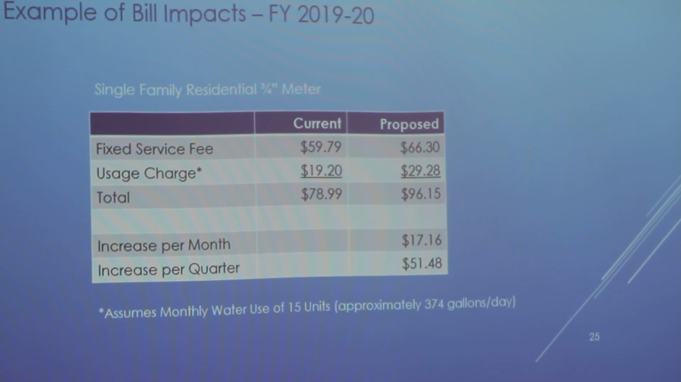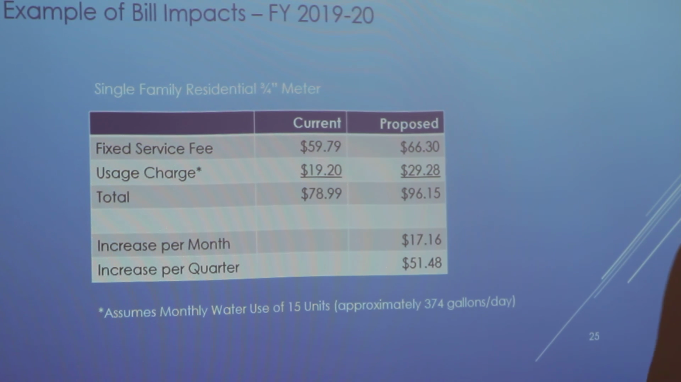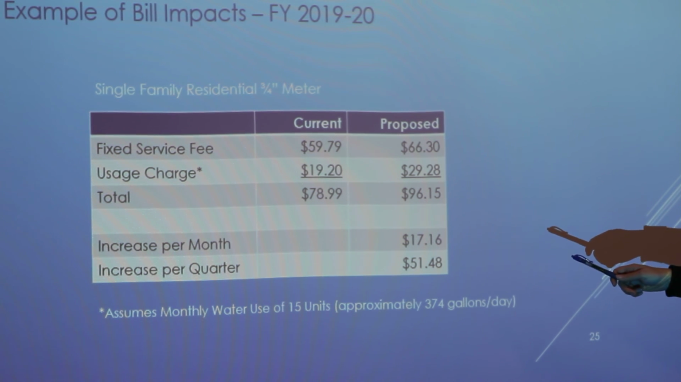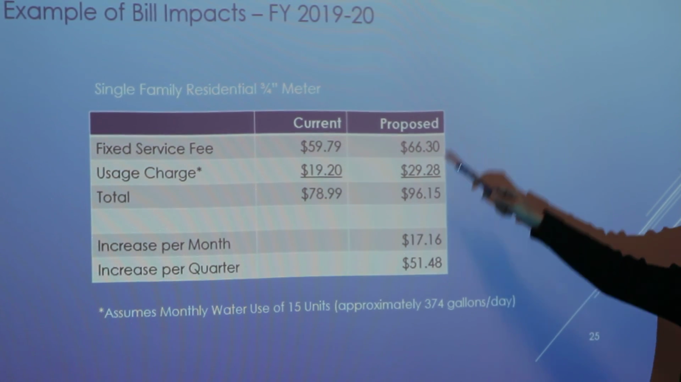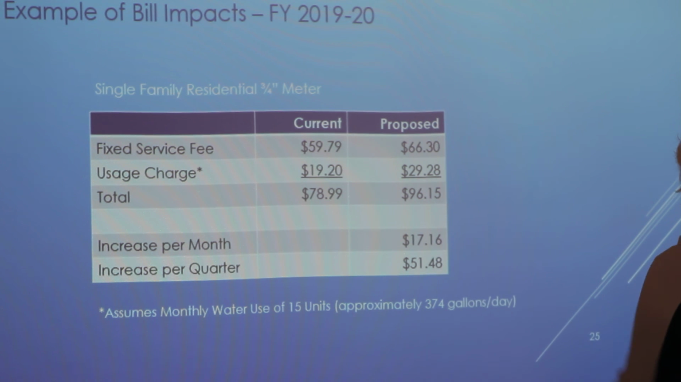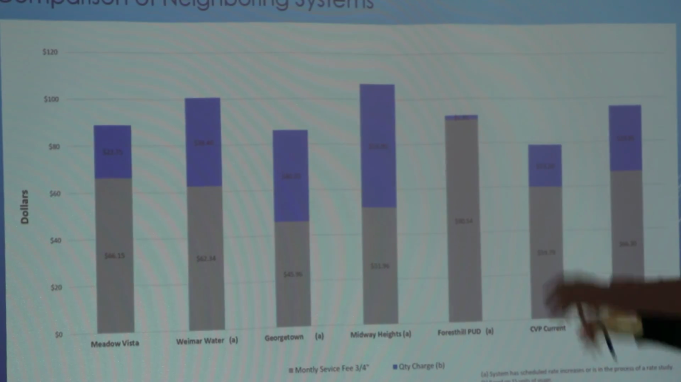So here's an example of a bill impact that kind of looks at the average water use for a single family home. On average, people use about 15 units, which is approximately 374 gallons a day. In the current year, that would result in an increase per month of $17, including both the fixed increase and the usage charge. Yeah, that's year one. And then after that, it increases by about.